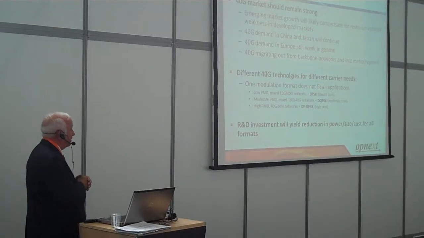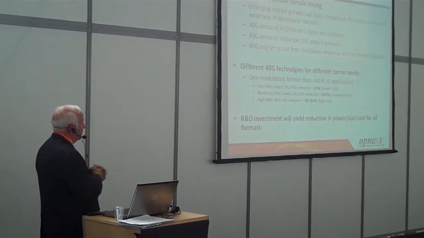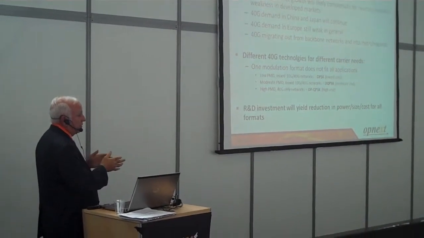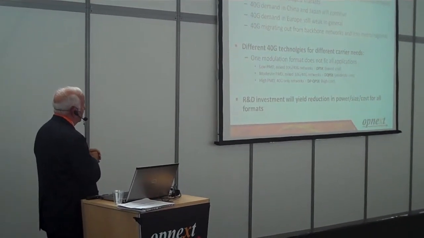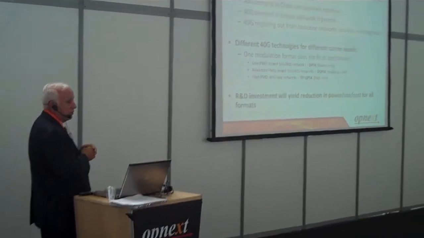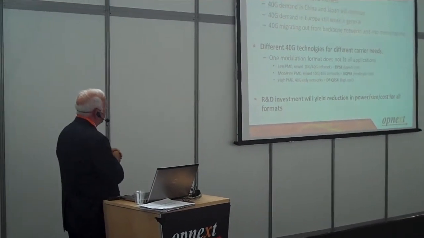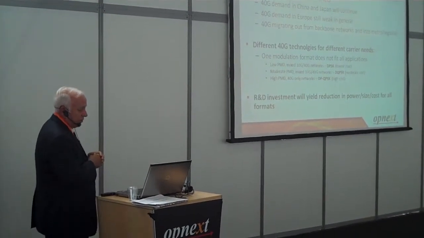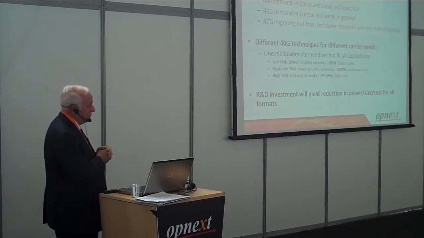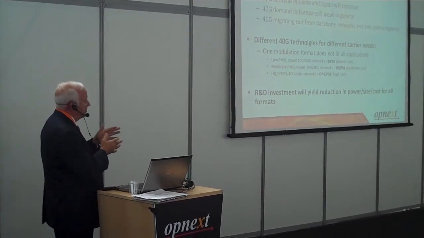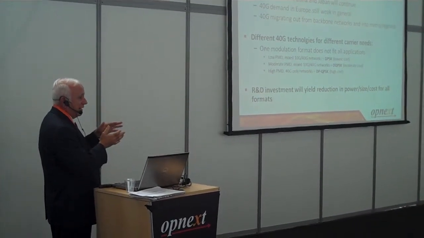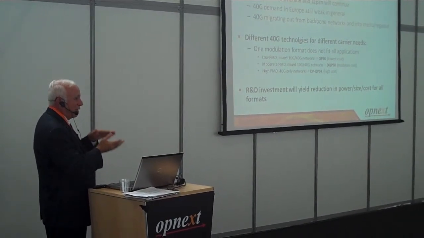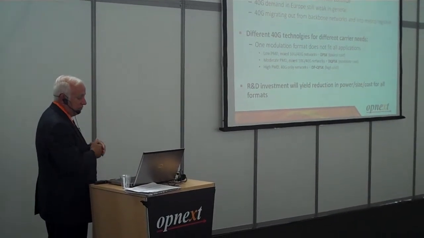So if you look at that, we feel emerging markets, new builds right now, we see 40 gigabits going in. DPSK, DQPSK, picking which format you want depending on your application. Clearly in China and Japan, we see continuous growth in the 40G area. And then we see Europe is still weak in general and migrating some of the backbone networks into these mesh configurations, metro configurations. So we see 40 gigabits is going to be around quite some time. And again, it depends on the cost differential between 40 gigabits and 100 gigabits. But there's quite a difference right now when you go across these different formats.